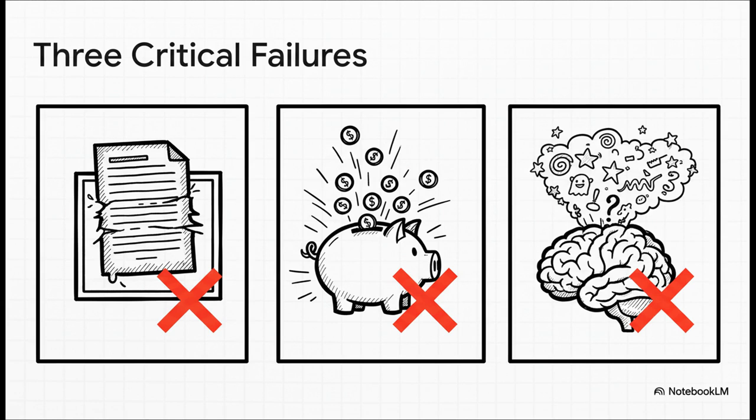Second, the cost would be insane. You'd be paying for all 400,000 tokens on every single question you ask. And third, and maybe worst of all, are hallucinations. If the LLM can't find the answer in the text, it won't say, "I don't know." It'll just start making stuff up, which is the exact opposite of what we want.